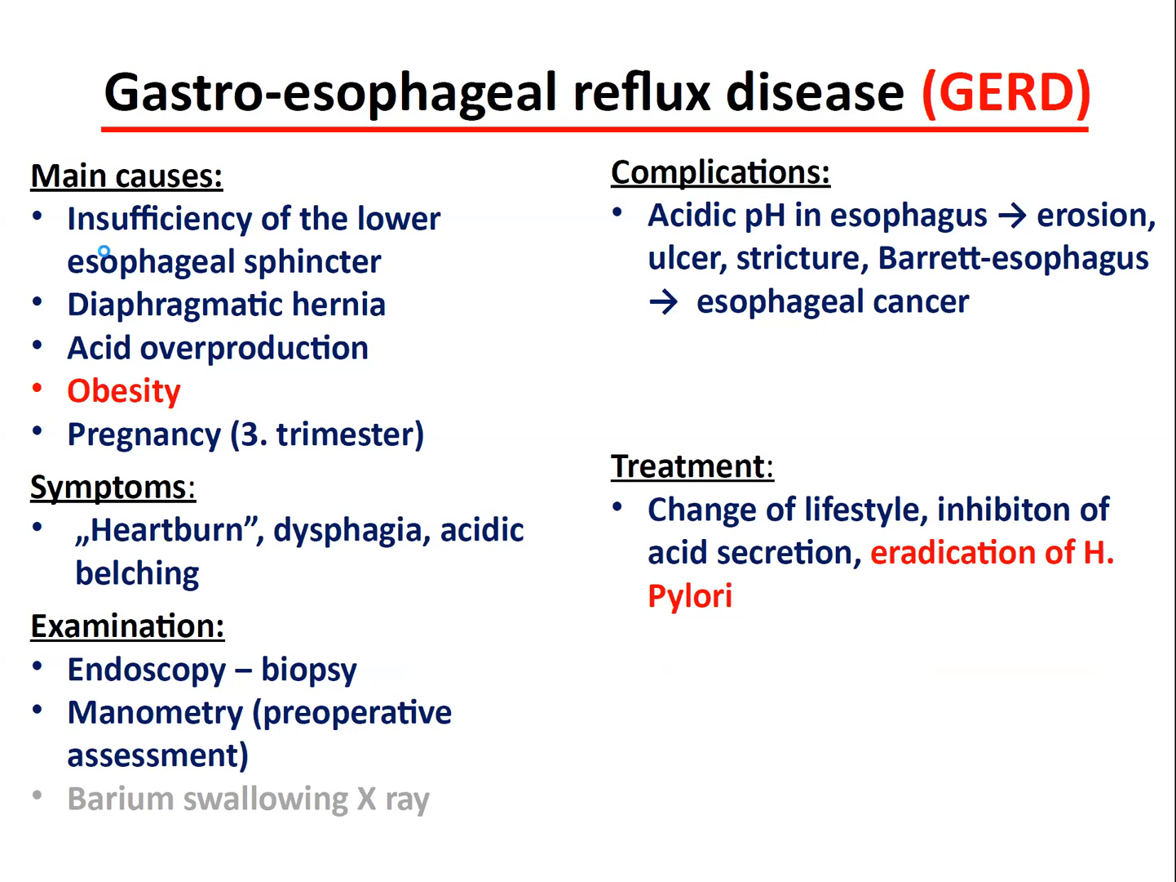If somebody has acid overproduction, and other risk factors, if they do have, for example, H. pylori infection, again, that can lead to this regurgitation of acid substance into the esophagus. Obesity is a very high risk for GERD, because if your stomach is too full, it is pushing up, let's say, the stomach, and this can cause regurgitation.